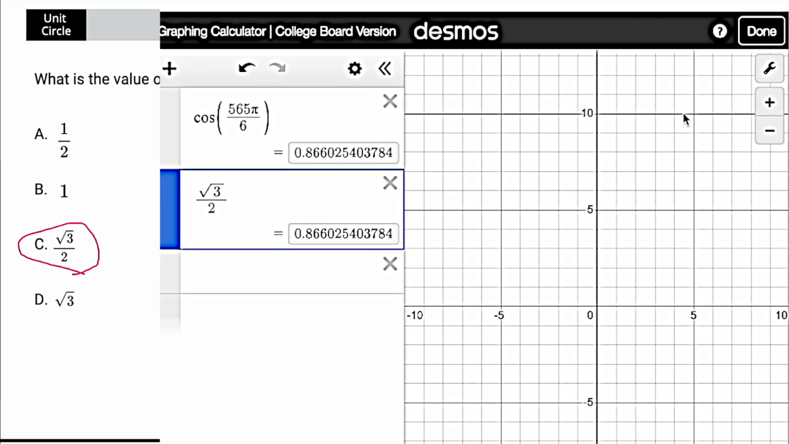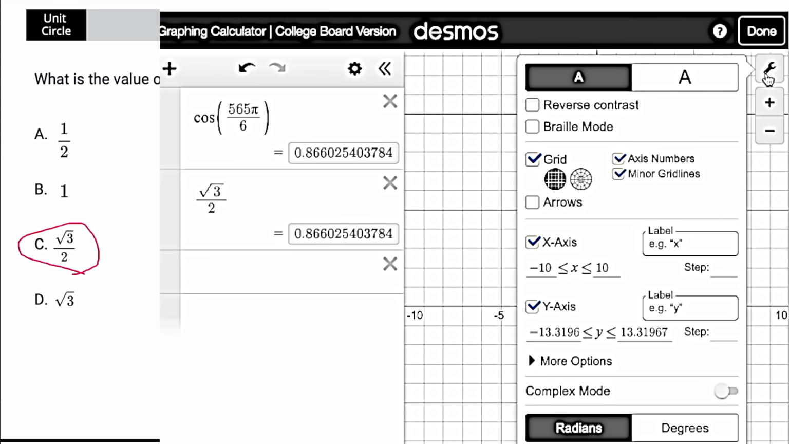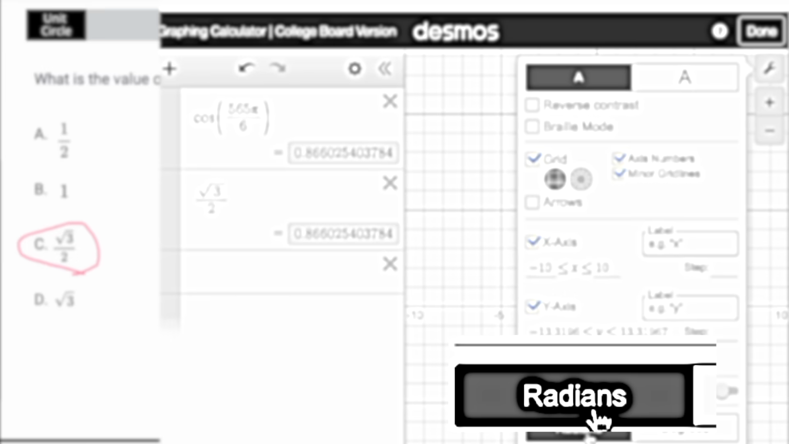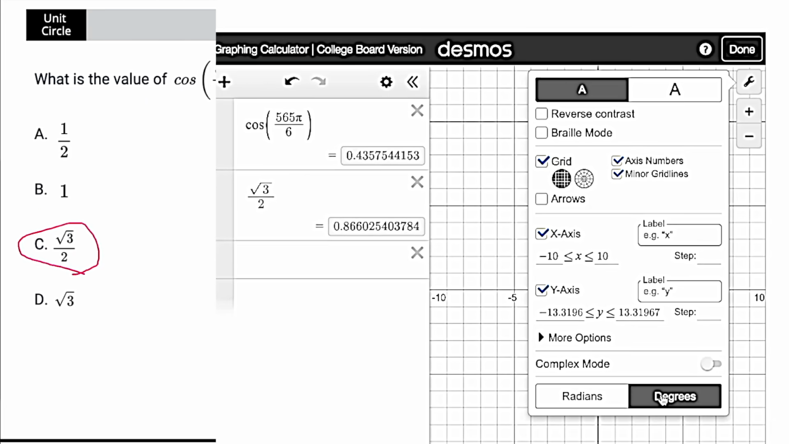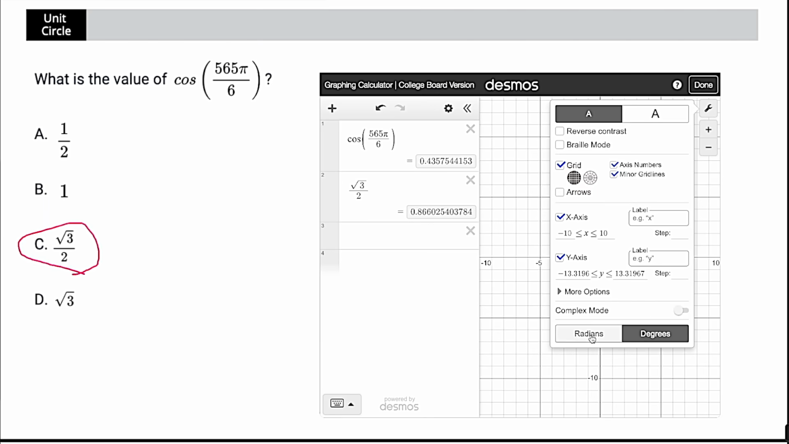Importantly, you do wanna make sure that this is in radians mode, right down here. When I pull up the College Board version of Desmos, it is in radians mode, so I think that's the default, but be careful because if we were in degrees, all of a sudden you can see we're running into some trouble, right?